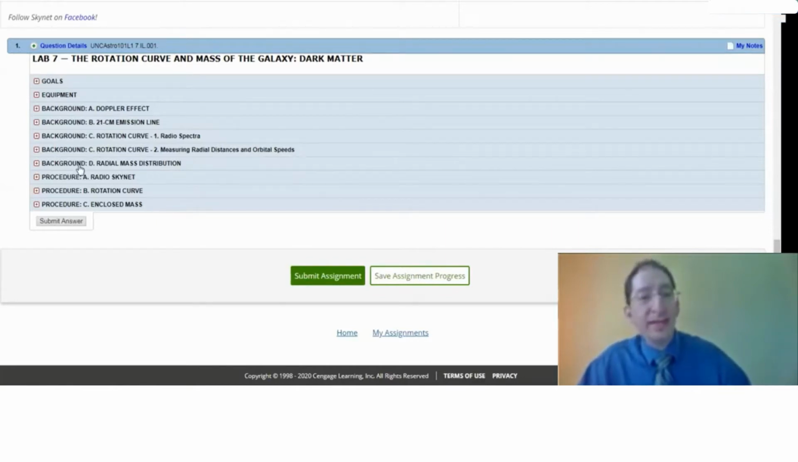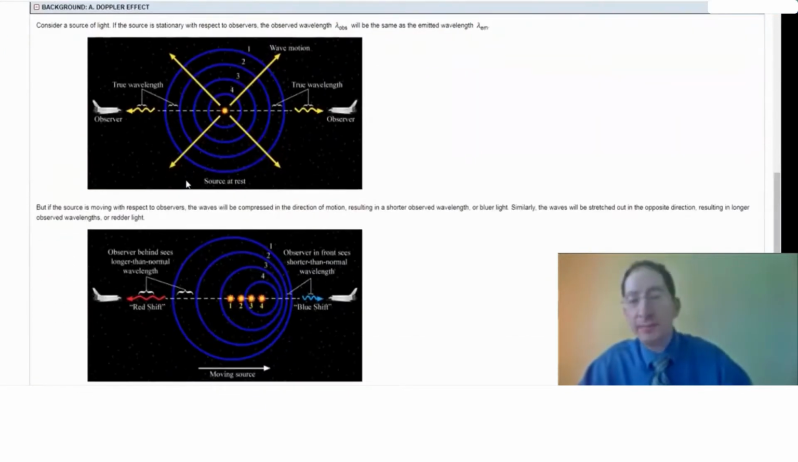And then in section D, I'll overview the radial mass distribution of our Milky Way galaxy and how to measure it from the rotation curve. Okay, let's go into background section A on the Doppler effect.